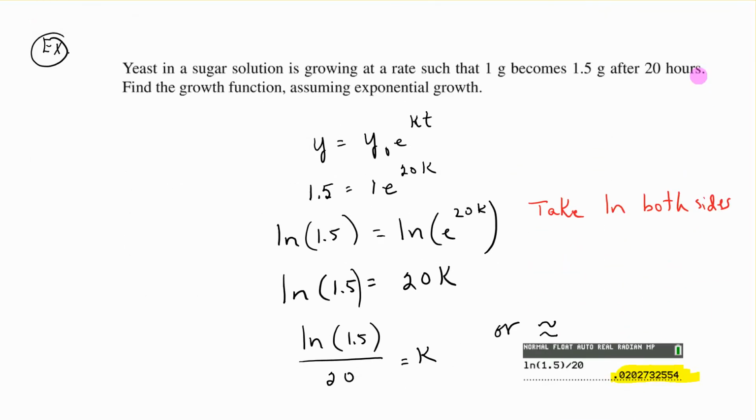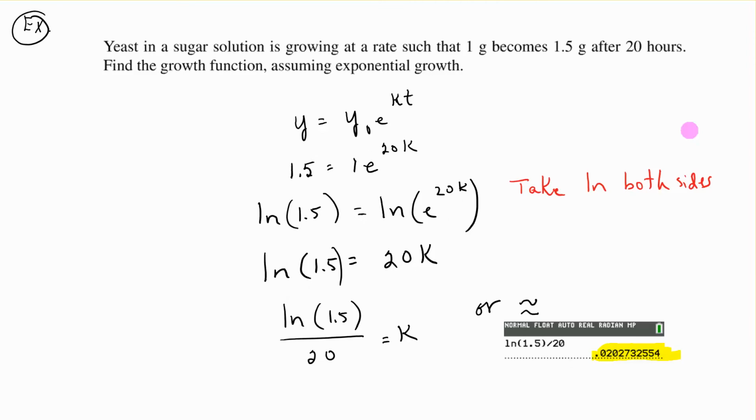Here's an example. Yeast in a sugar solution is growing at a rate such that 1 gram becomes 1.5 grams after 20 hours. Find the growth function assuming exponential growth. So here's our general equation, and we're saying that 1 gram turns into 1.5, so we can make y sub 0 be 1 and 1.5 be here. E to the t is time, 20, k, and we don't know what k is.